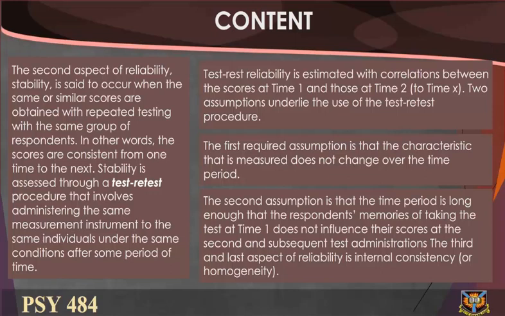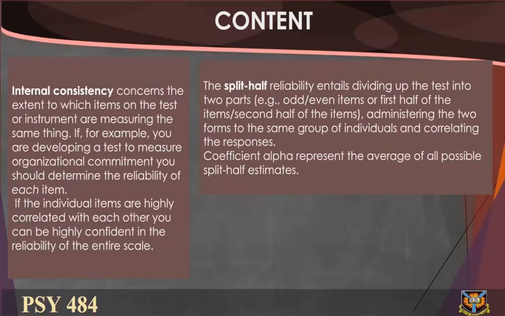The third and last aspect of reliability is internal consistency or homogeneity. Internal consistency concerns the extent to which items on the test or instrument are measuring the same thing. If, for example, you are developing a test to measure organizational commitment, you should determine the reliability of each item. If the individual items are highly correlated with each other, you can be highly confident in the reliability of the entire scale.